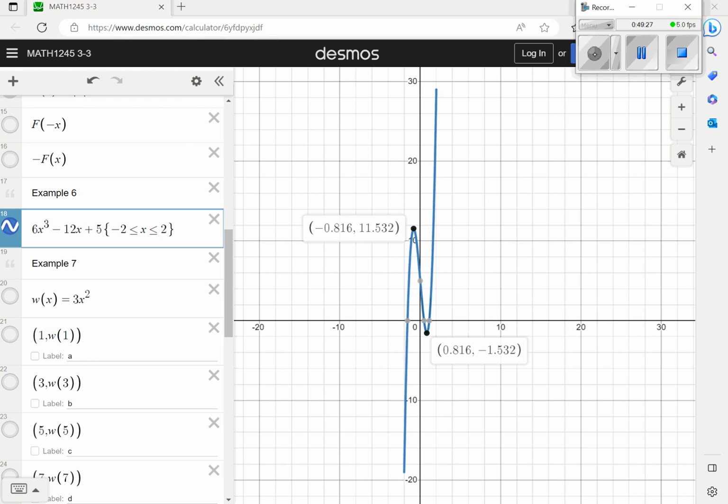Then if we ask, where are we increasing, where are we decreasing? We are increasing between -2 and -0.816. We're also increasing between +0.816 and +2. Where are we decreasing? We're decreasing in this region in through here, between an x value of negative 0.816 and positive 0.816. So just by taking a look at the graph, we can start to identify all of these other parts and pieces.